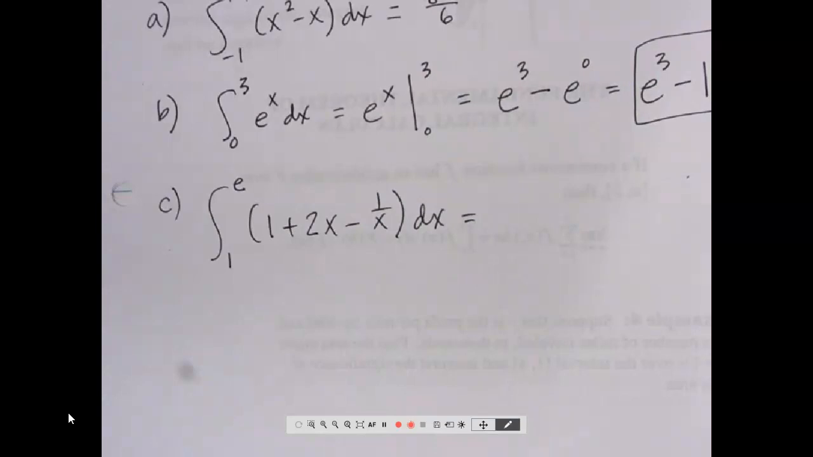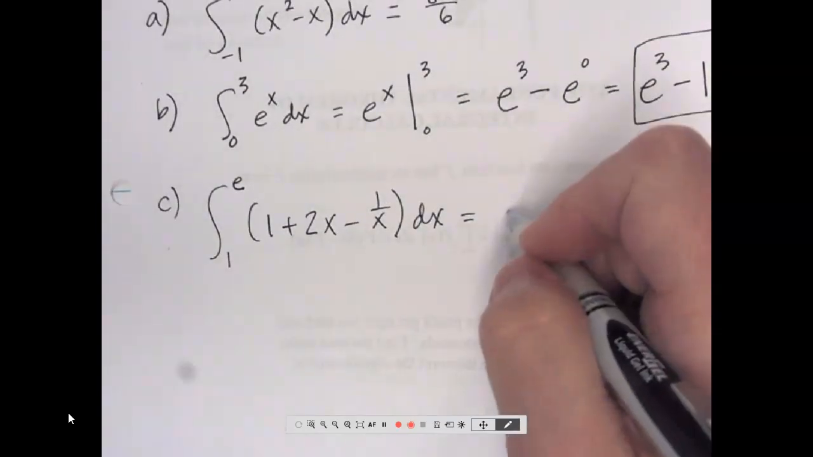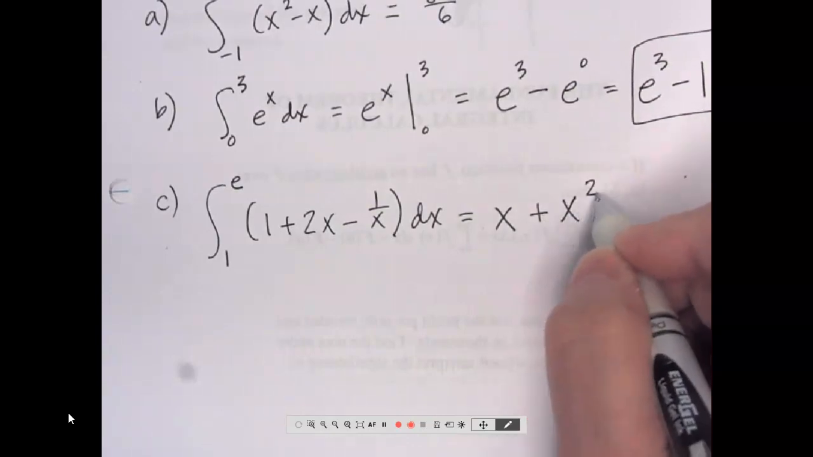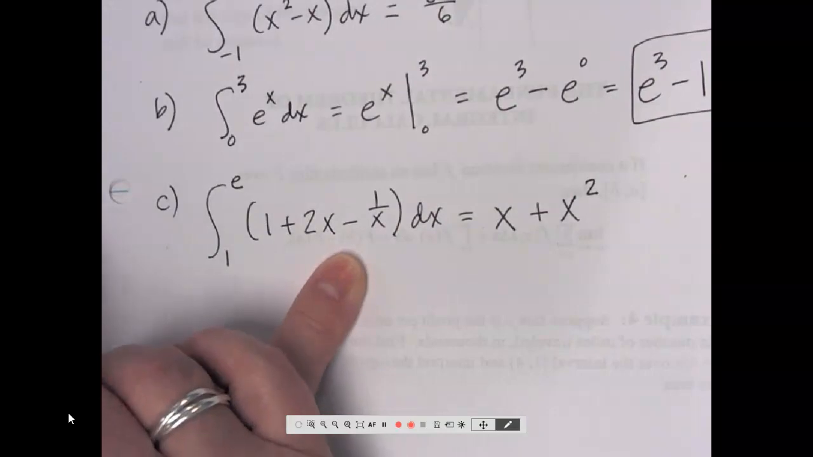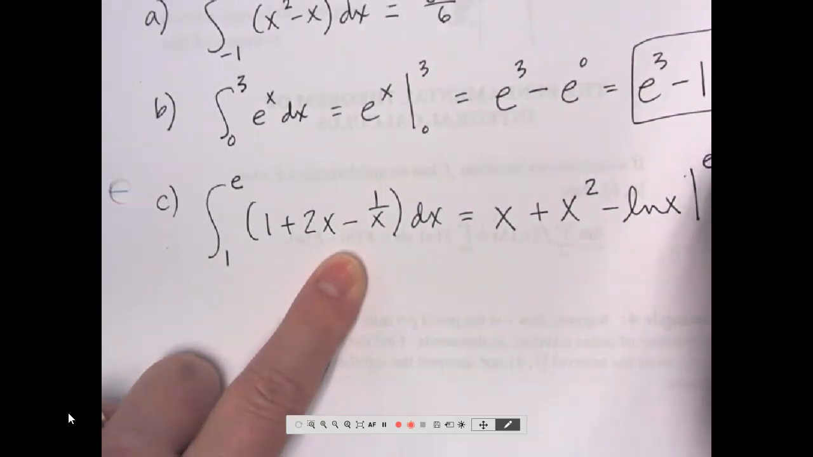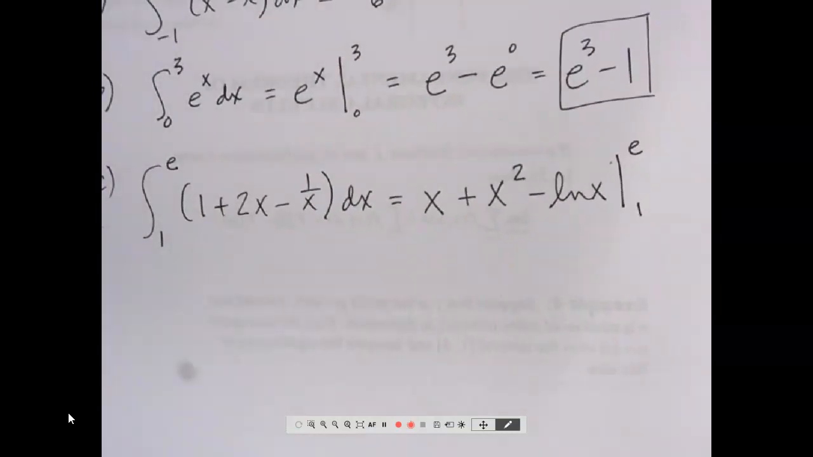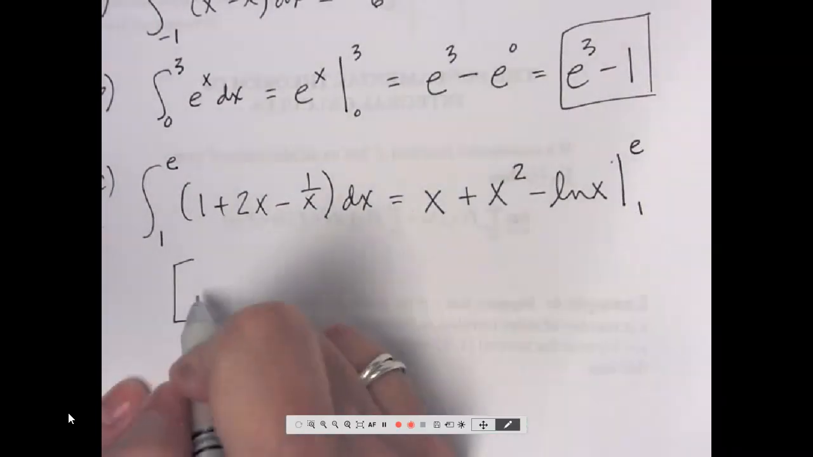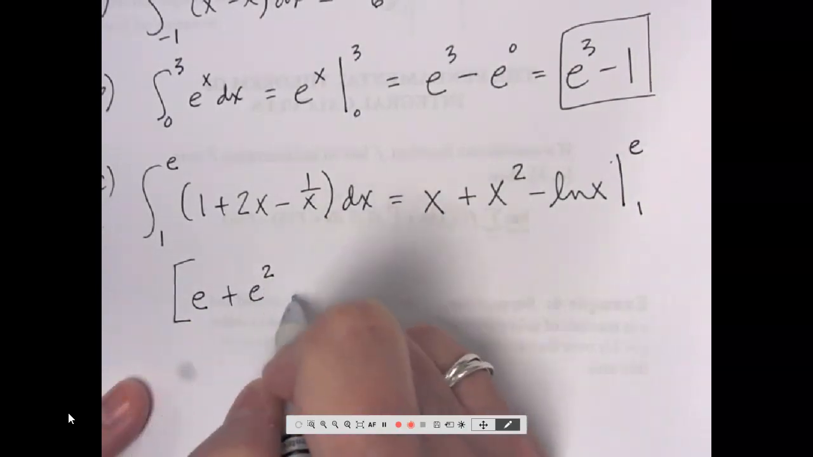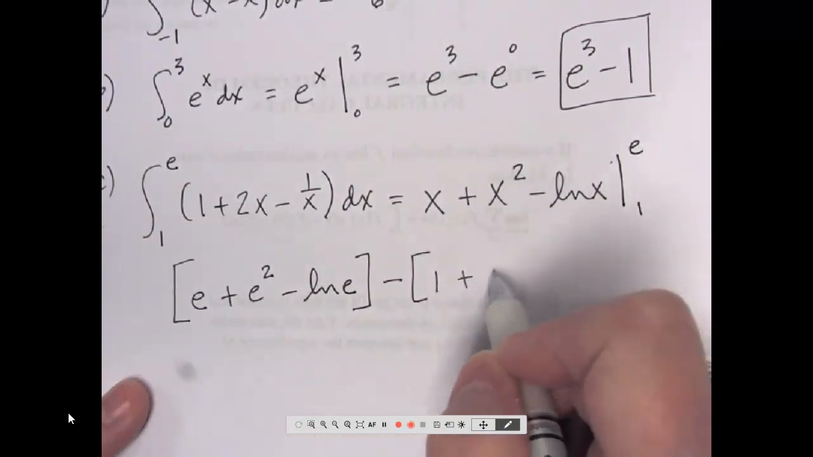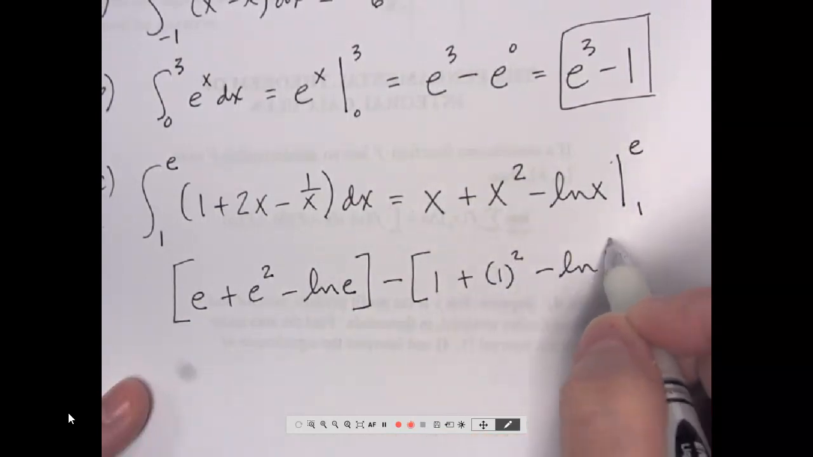All right, let's take the antiderivative. 1's antiderivative is x. 2x's antiderivative is x squared. 1 over x, what's that antiderivative? Natural log. Okay, and all of that is evaluated from 1 to e. How much is e? What's that approximation for e? 2.72. A little less than pi. Okay, so we're going to sub e in. Now I've got 3 terms here, so I'm going to put these in brackets. I have e plus e squared minus natural log of e. Subtract 1 plus 1 squared minus natural log of 1.